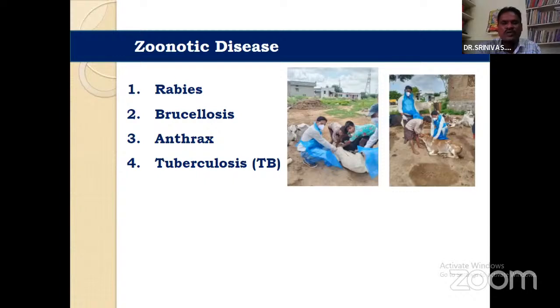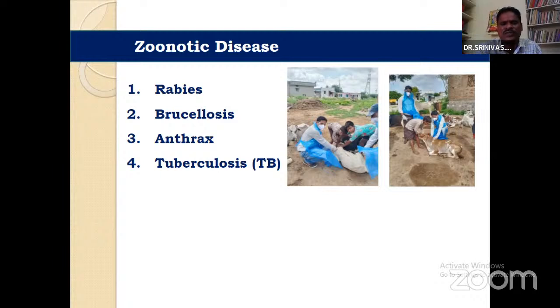As you know, in humans we have 7 doses: day 0, day 3, day 7, day 14, and day 28, we give vaccinations like this. But before that, vaccination is very, very important to prevent that disease.